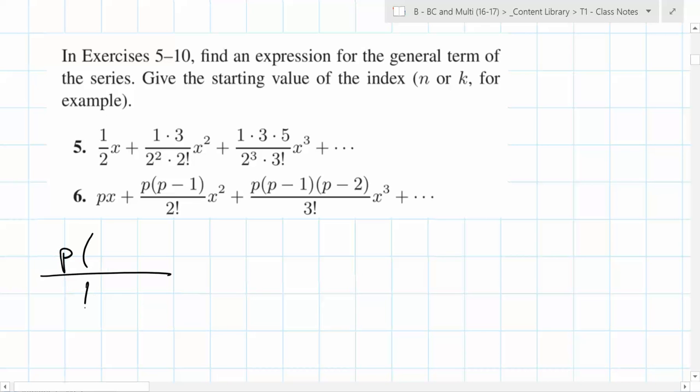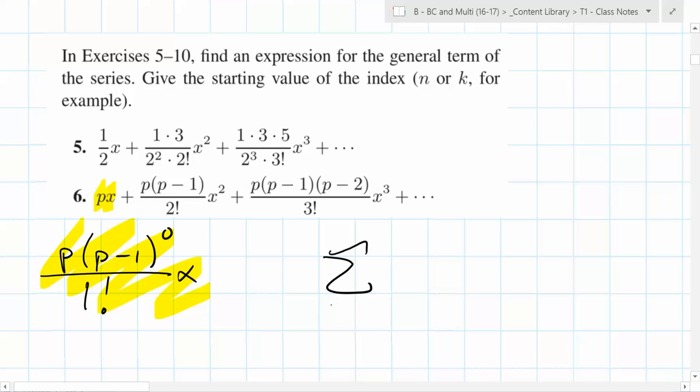Yeah, so there's over this 1 factorial, right? And then it's going to be P minus 1 to the 0 power. So this thing right here is that right there. Do you agree? Just so you can see the pattern. So it's going to be the summation from n equals what? 0 to infinity. You want to start there? Sure. Okay. P times what? P times P minus 1.